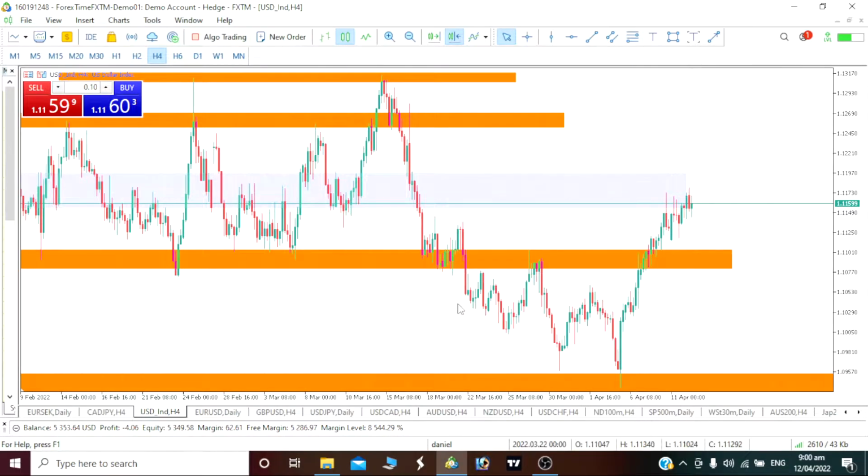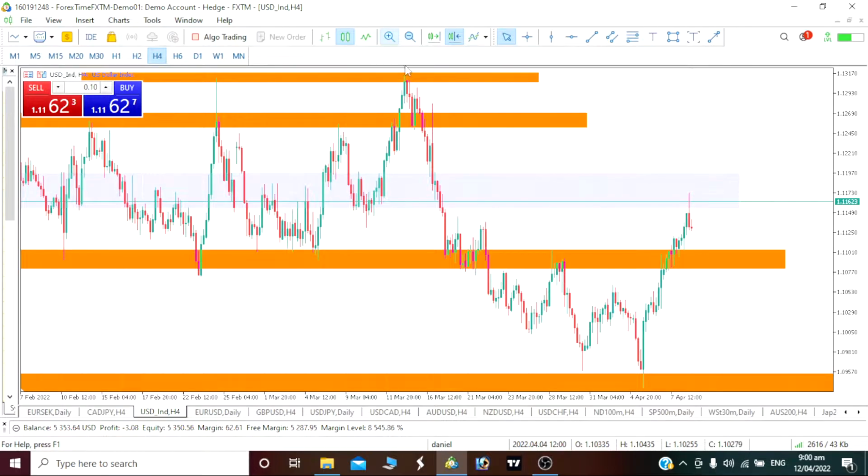Now let's get started. The first one we'll be looking at is our USD index. We are still aiming for a movement upward, because I am planning to sell my USD. But first, let's see where our price will be moving for today.